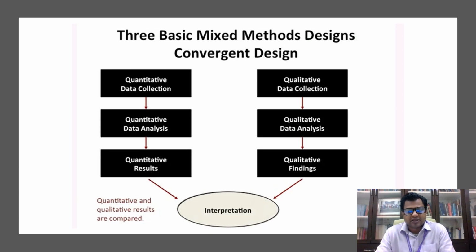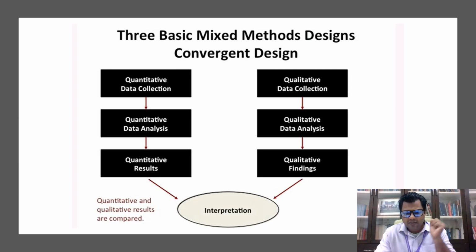There is another mixed method research design that we call the convergent design, where the researcher at the same time does the data collection, like he goes for the quantitative data collection and the qualitative data collection at the same time, and at the same time he goes for the analysis also, quanti analysis and the quali analysis. Then he gets both the results. After both the results, he gets the interpretation. So this is called quantitative and qualitative results are compared, and then he compares the results.